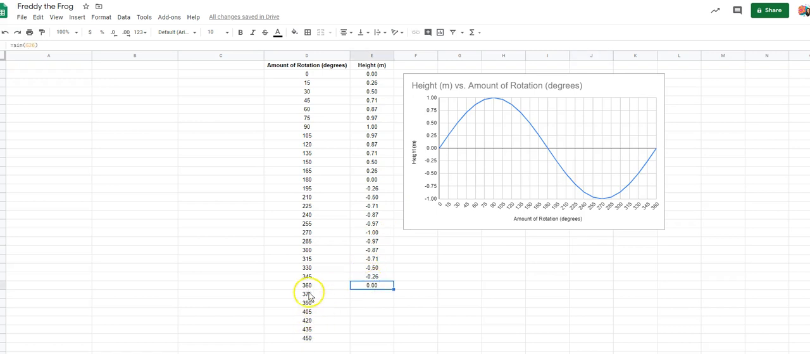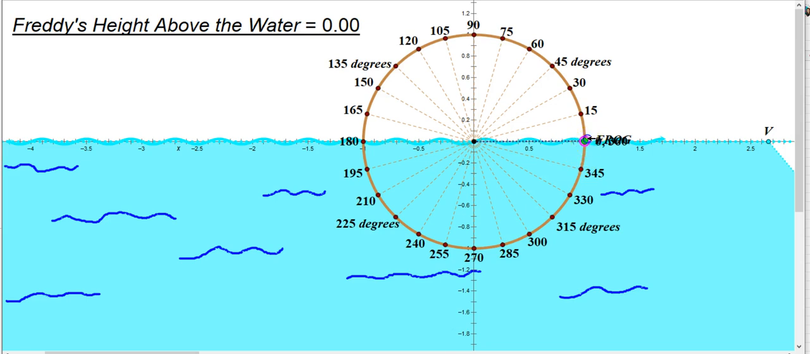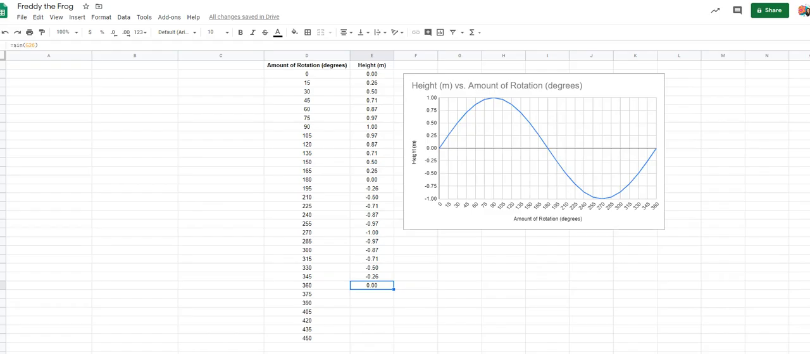And if you were to continue to go around, it's all just going to repeat. So after 360, if he goes another 15 degrees, that is at 375, and the numbers would just keep repeating over and over again. So you can see here that the numbers here are all the same again as the numbers are here.